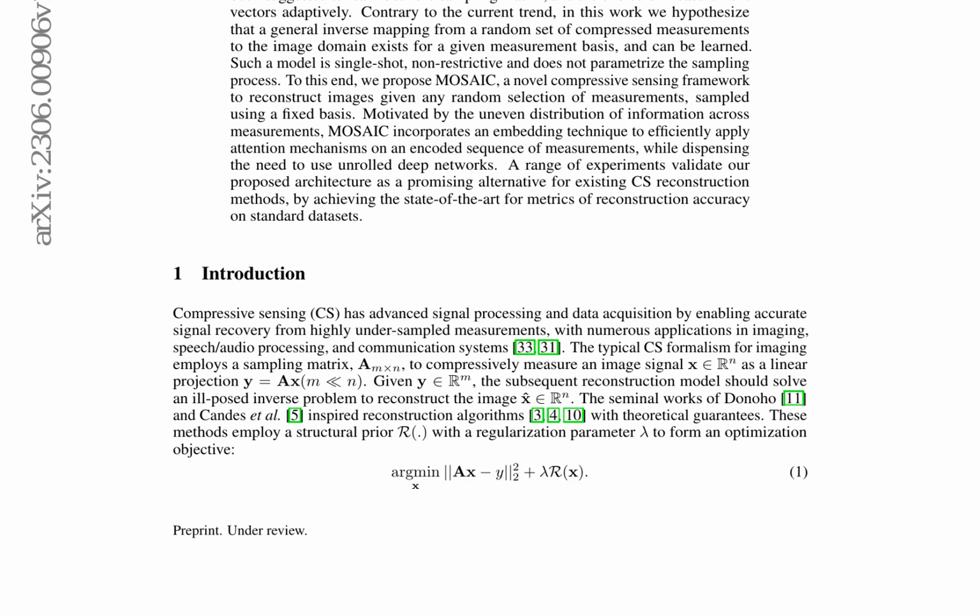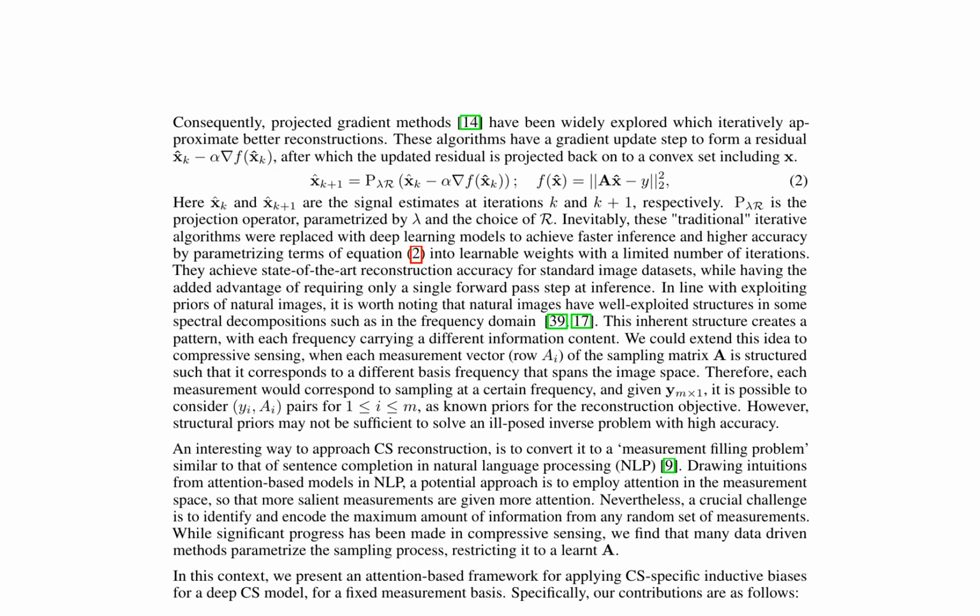The proposed MOSAIC model draws inspiration from the concept of a measurement filling problem, similar to that of sentence completion in natural language processing. By employing attention in the measurement space, the model can identify and encode the maximum amount of information from any random set of measurements. This approach is particularly innovative as it does not require the sampling matrix to be learned, thus making it more flexible and adaptable.